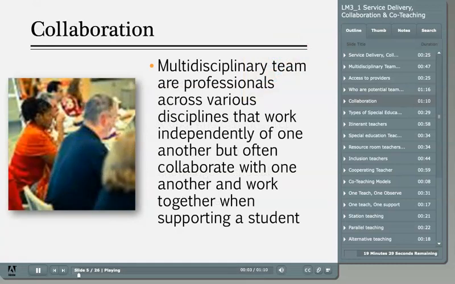Members of a multidisciplinary team are professionals across various disciplines that work independently of one another, but often collaborate with one another and work together when supporting a student. These team members share information and they work towards common goals, but they also conduct some of their work separately. One important role of teaming is when professionals teach their skills to the other team members.